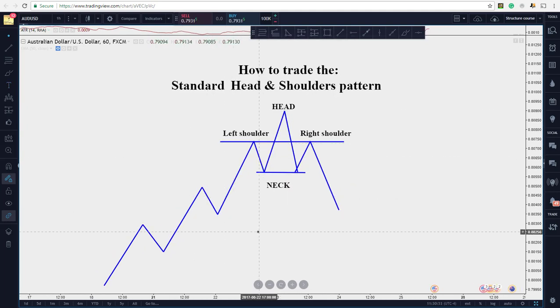And there's one other type of head and shoulders pattern that we're going to talk about today, and that is the inverse head and shoulders pattern, which is the direct opposite of the regular head and shoulders pattern. So let's briefly go over that pattern.